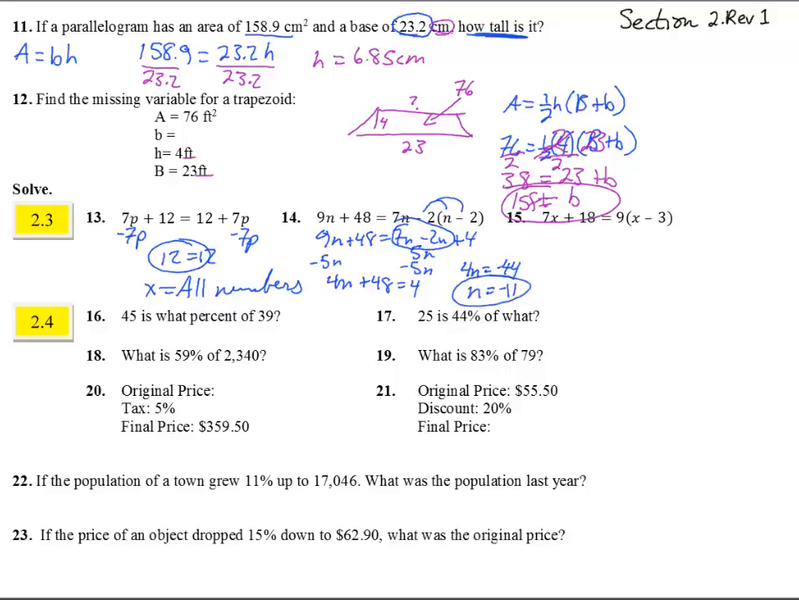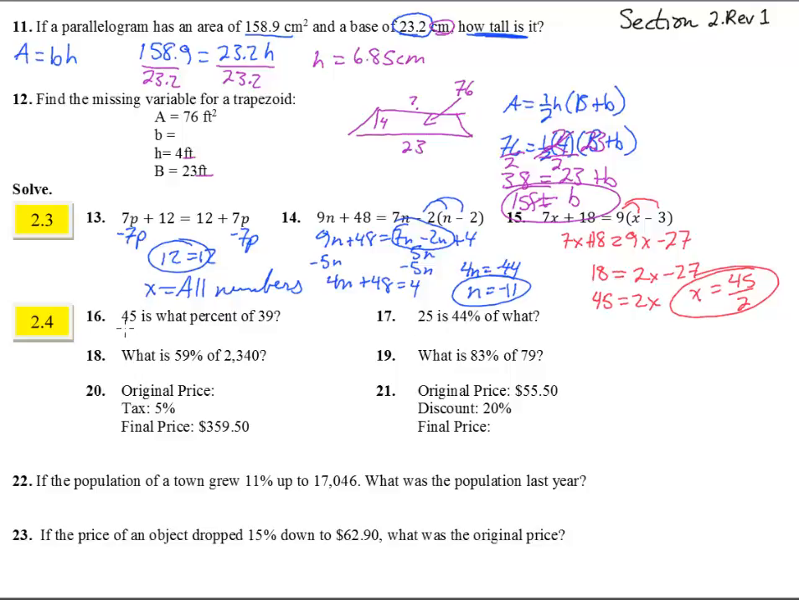Number 15. 7x plus 18 equals, now be sure to jump that in, 9x minus 27. Get the x's together. I'm going to subtract 7x over here. Oh, that's an 18. I wrote that down wrong. Good deal. Add 27 over here and we get 45 equals 2x. Divide by 2 and we get x equals 45 halves, which is 22.5.